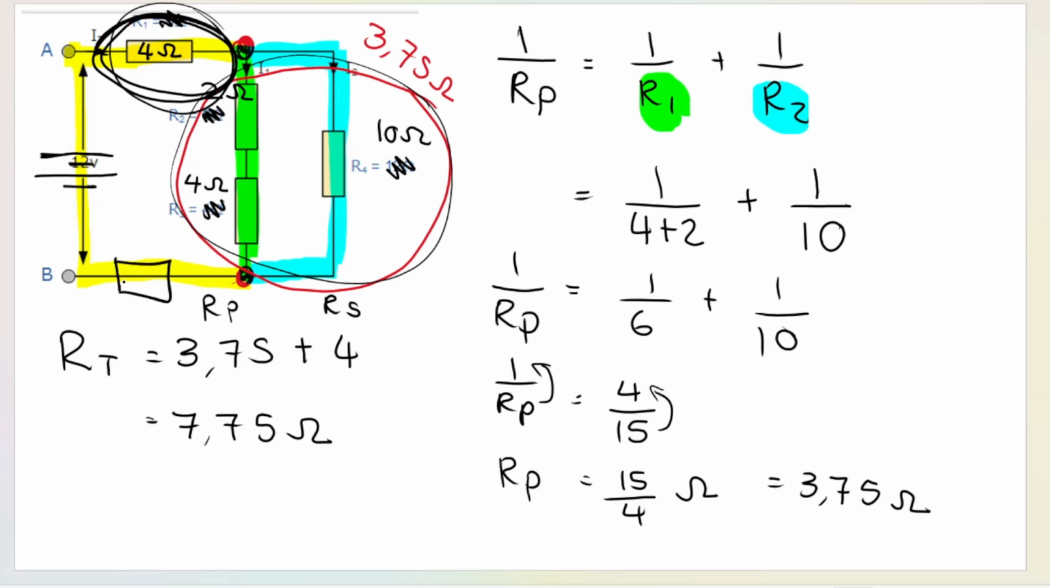So once more, you work out the parallel, then you add what you have in series. So if there were 2 in series, say there was another 4 ohms, then you would say 3.75 plus 4 plus 4. But we only have 1 in series. We don't have that one. So that's why it's just plus 4. I hope that makes sense.